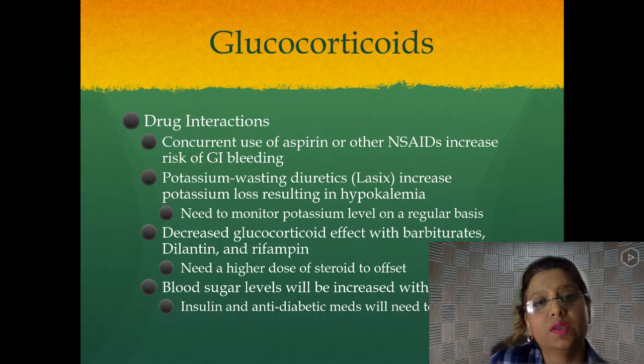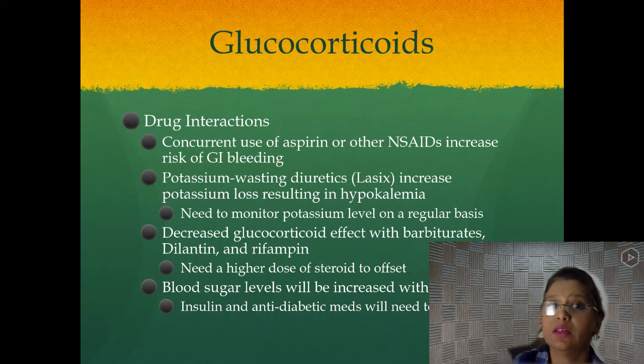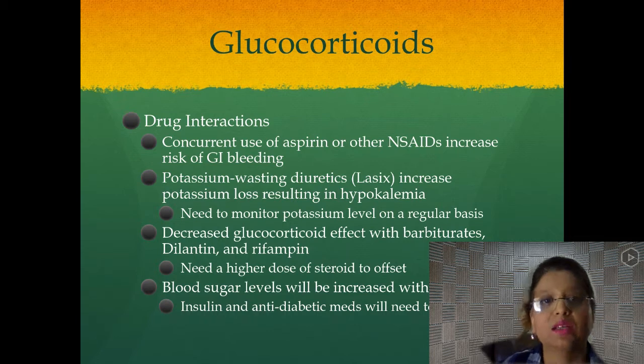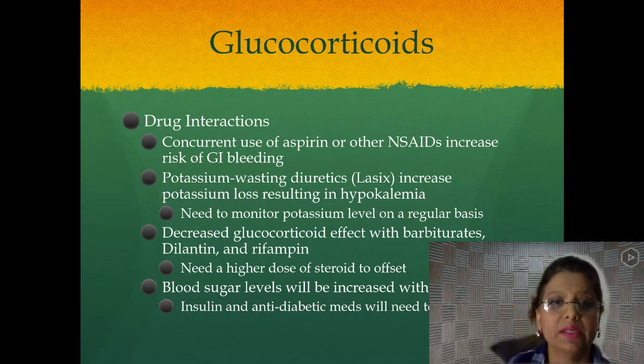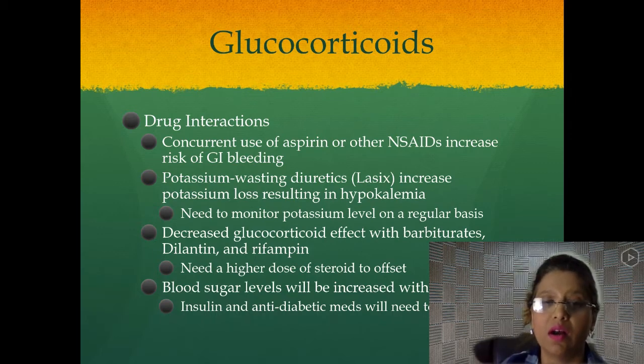Drug interactions. Anything that could cause GI bleeding is bad for the stomach, and we don't want to give it with steroids. So what are those? Any aspirin or non-steroidal anti-inflammatory drug increases the risk of GI bleeding. Potassium-wasting diuretics increase potassium loss, resulting in hypokalemia, so we need to monitor potassium level on a regular basis. The glucocorticoid effects are decreased with barbiturates, Dilantin, and rifampicin, and a higher dose of steroid is needed to offset.